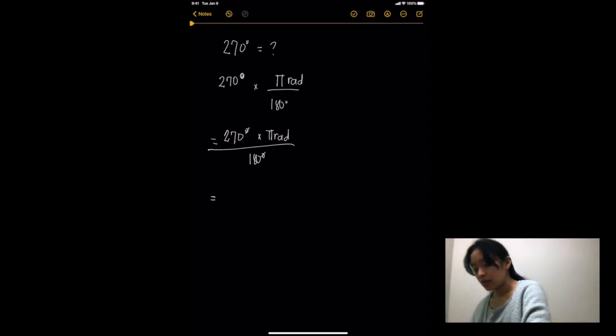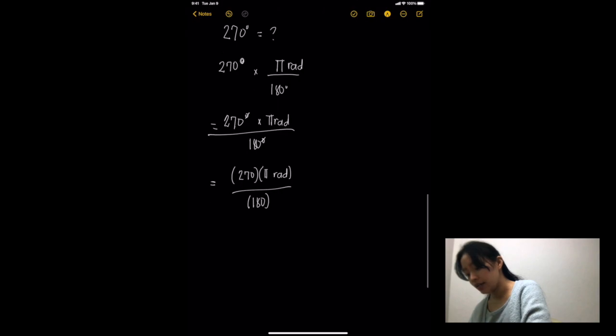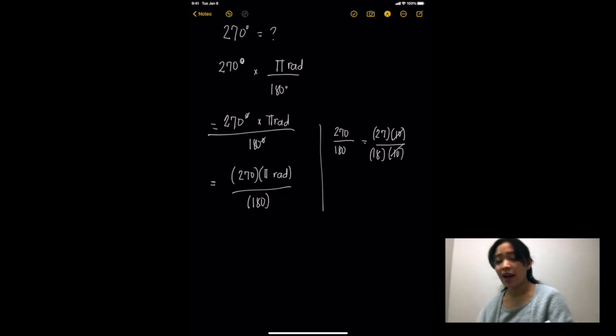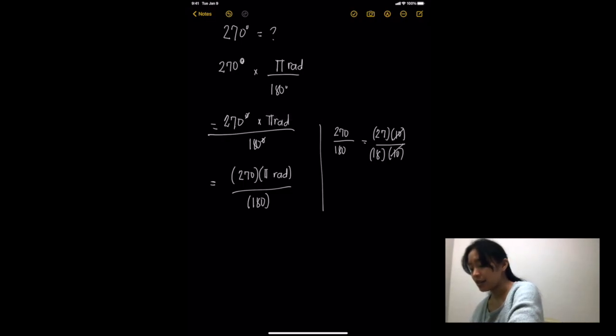Simplify. The degree here can be cancelled because I can see it both in the numerator and denominator. So I would have 270 times pi radian all over 180. Let's try to simplify 270 divided by 180. I know that 270 has a factor of 10. So 270 is just 27 times 10, and then 180 is just 18 times 10. So I factored out 10 so that I can cancel them out.